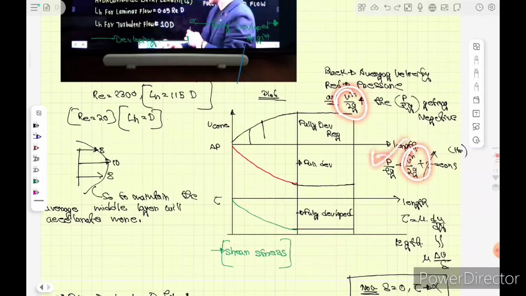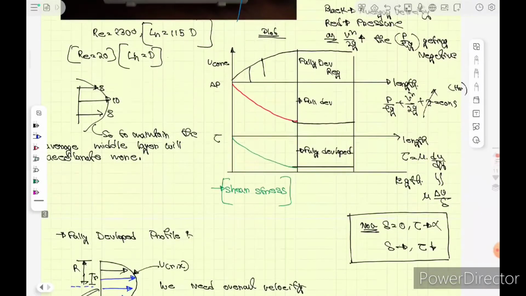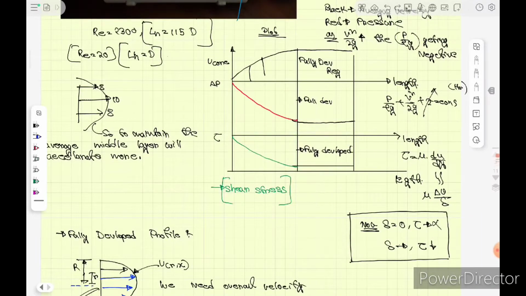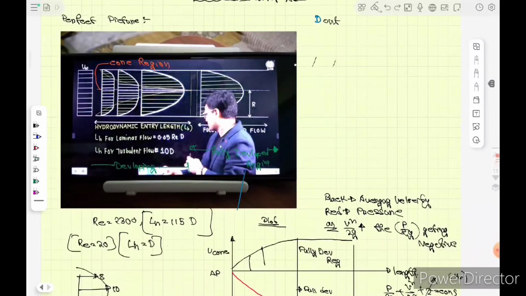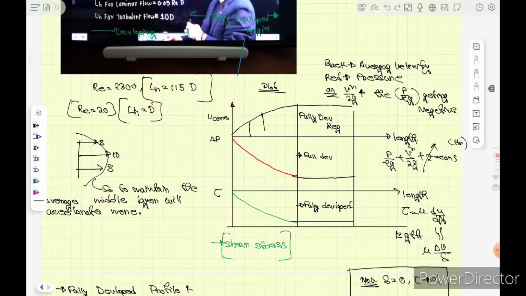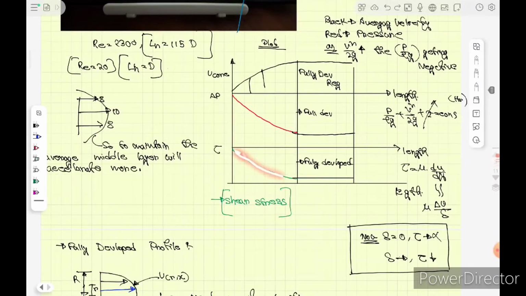And this tau is mu into du by dy. As the developing length is increasing, what is happening? It is getting lower and lower. As it increases, tau is getting lower.